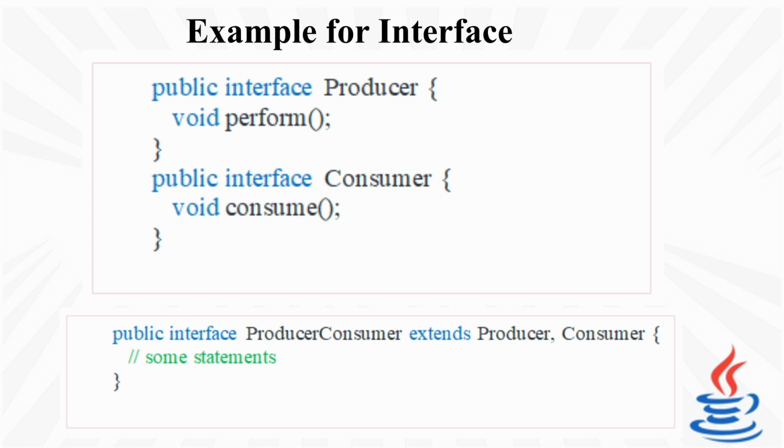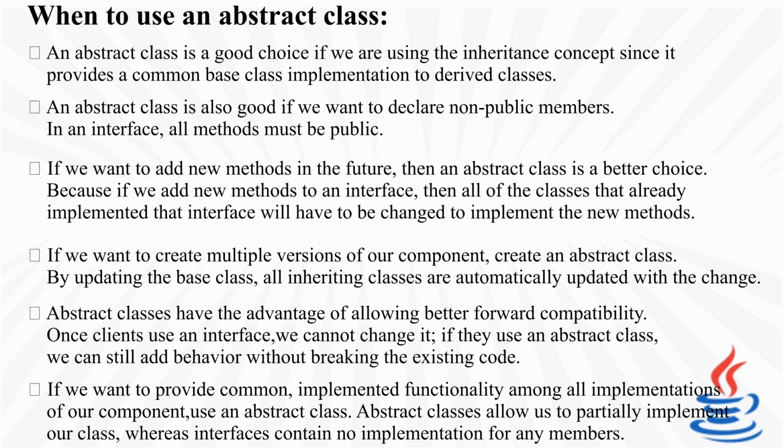Here, another interface, ProducerConsumer, extends the Producer and Consumer interfaces. Next is when to use an abstract class. First point is an abstract class is a good choice if we are using the inheritance concept since it provides a common base class implementation to derived classes. Next point is an abstract class is also good if we want to declare non-public members.